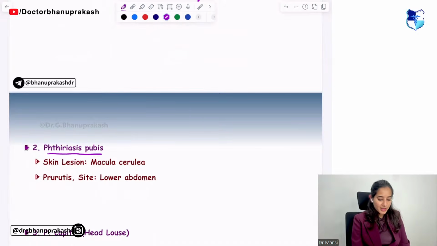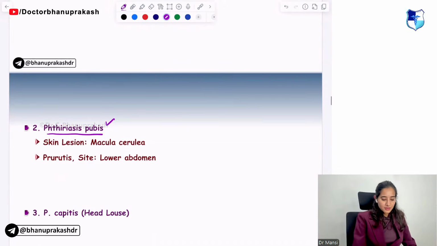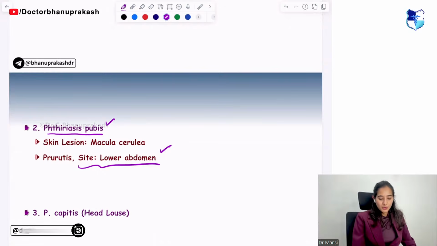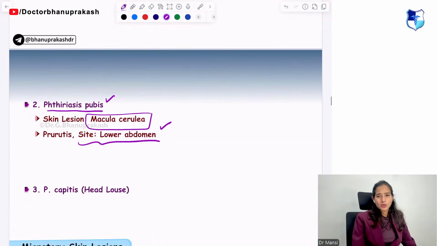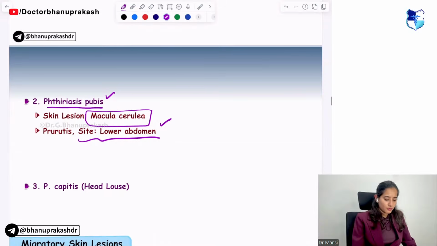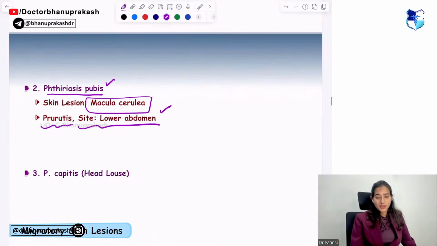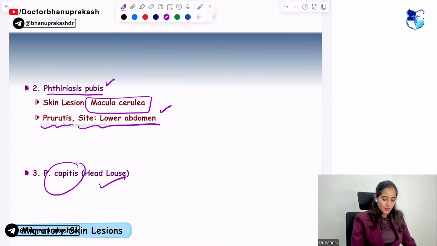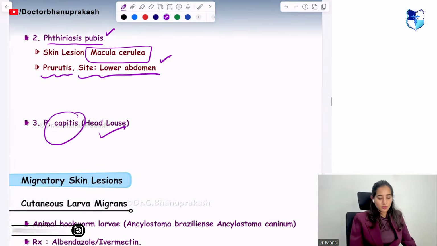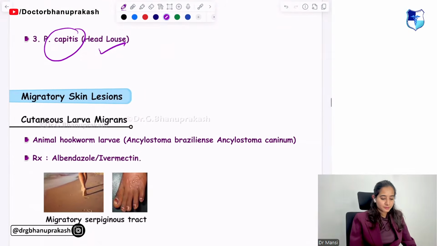Then we move to pediculosis pubis. The site involved is the lower abdomen, and the skin lesion is called macula cerulea. It's not very often asked, so you don't have to focus more on it. Pruritus is always present in all pediculosis infections. And then pediculosis capitis itself, the head louse. Head louse is very common, so you are all aware of it.